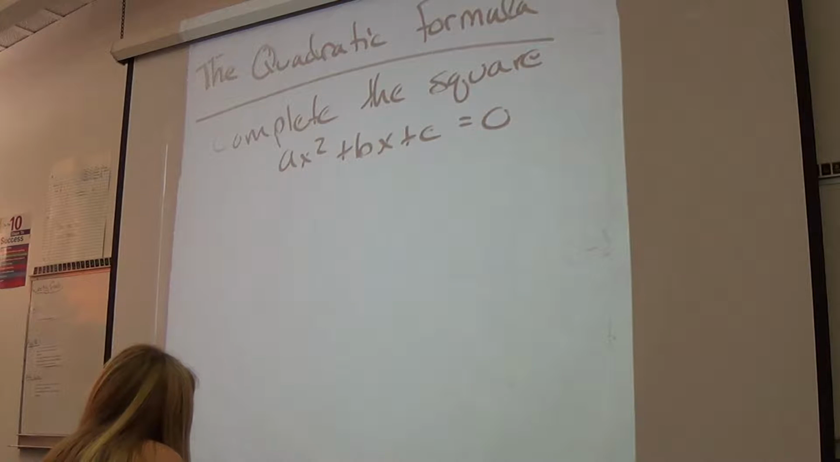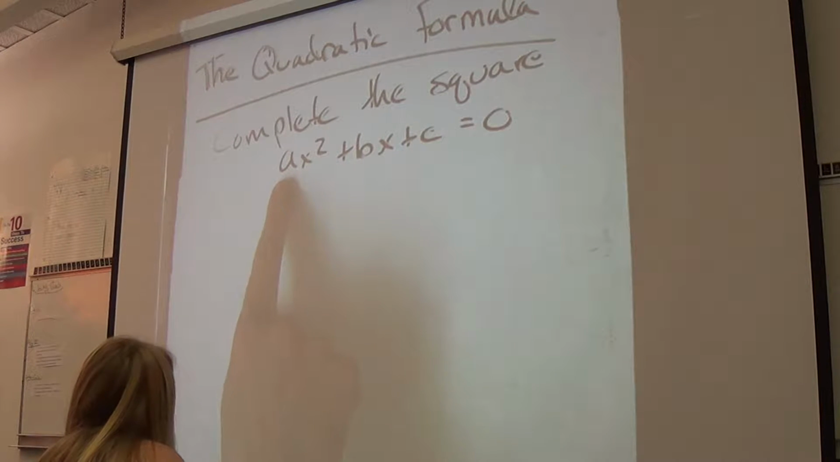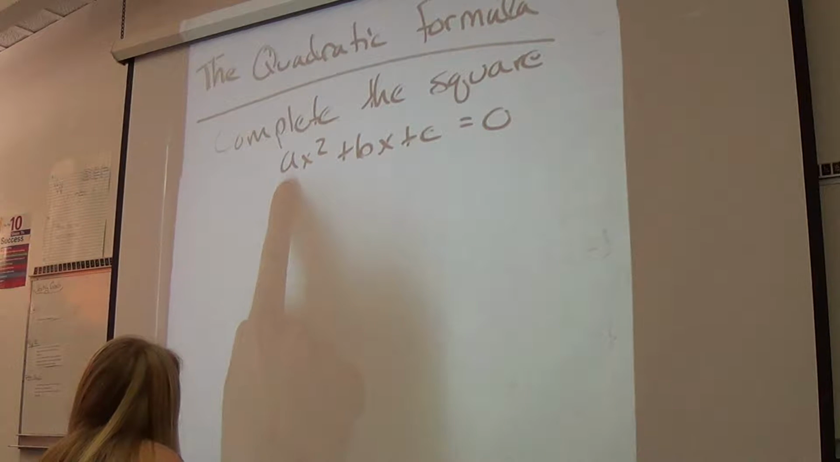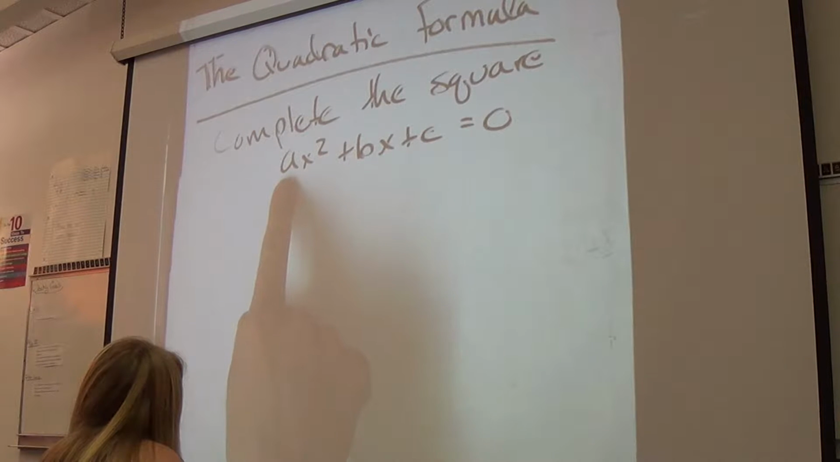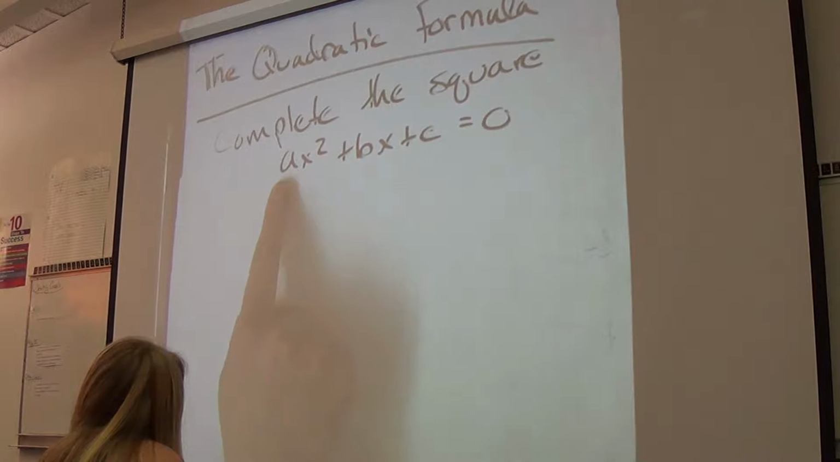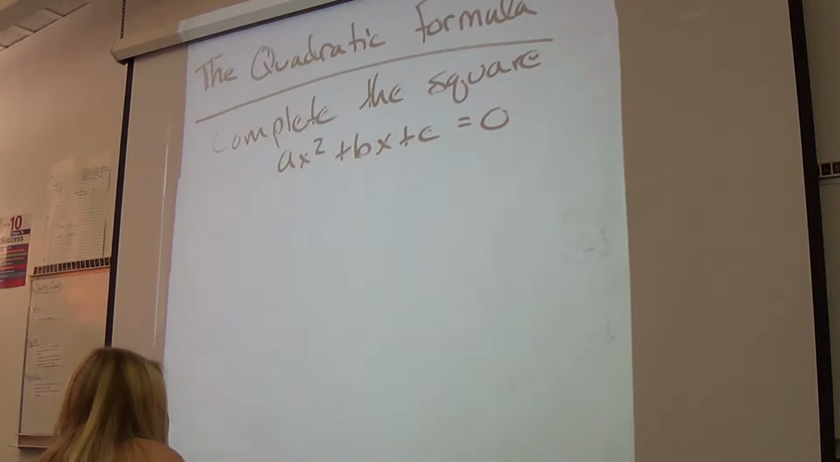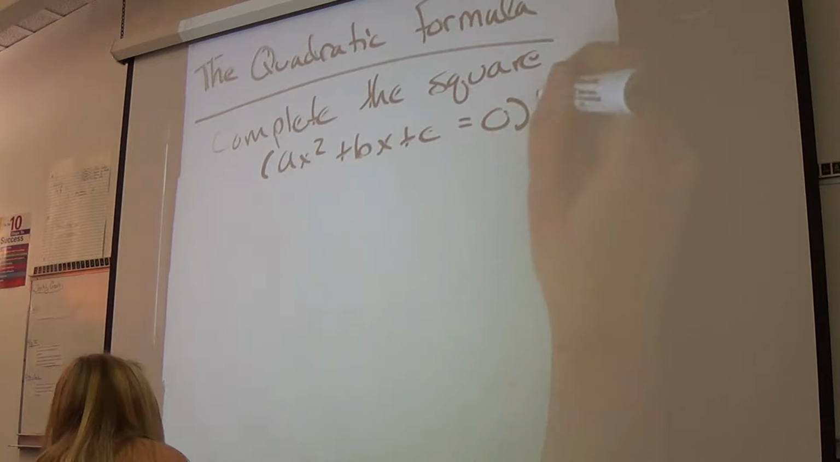Is the spot in my A spot 1? Meaning, is this 1? Yes. Really? It says 1 right there? No, no. It says A. Which means if it's not a 1, what do I have to do? Yeah, divide everybody by A.